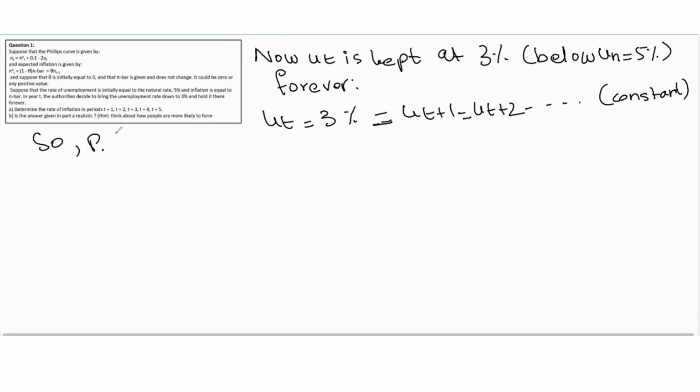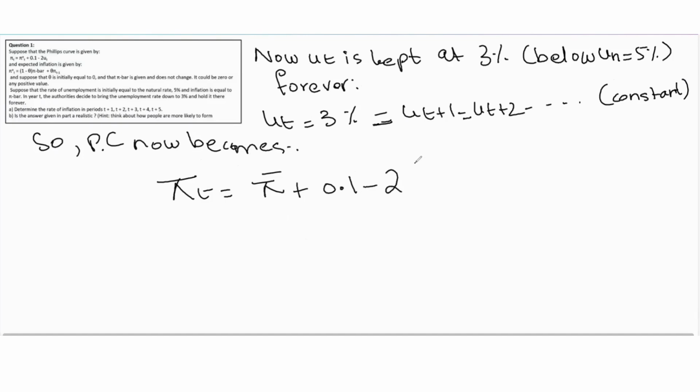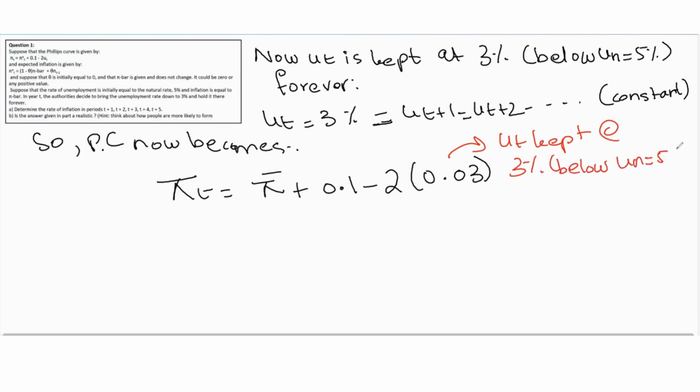So the equation of our PC now becomes, now that we're applying this, that the unemployment rate is kept at 3%, below u n which is 5%, forever. It was pi t is equal to pi bar plus 0.1 minus 2 u t, but we know u t is just kept at 3% forever, so we can just put 0.03. Why can we do that? We're just plugging u t is 3% into our equation of the Phillips curve, because u t is kept at 3%, below u n equal to 5%, forever.